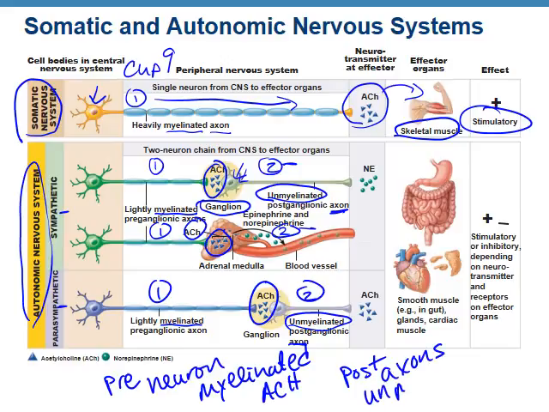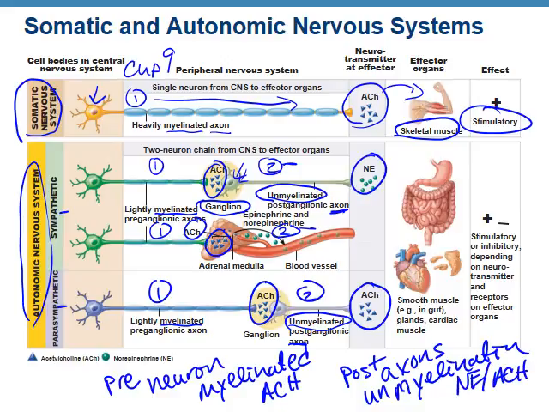And they are unmyelinated. And what can they release? Either norepinephrine or acetylcholine. So if you have two different neurotransmitters, you could possibly have two modes of action. So you can either stimulate or inhibit based on the neurotransmitter and the receptor that's on the effector organ. So in some cases, norepinephrine is going to turn that particular target organ on or up. And in some cases, acetylcholine is going to be the excitatory neurotransmitter.